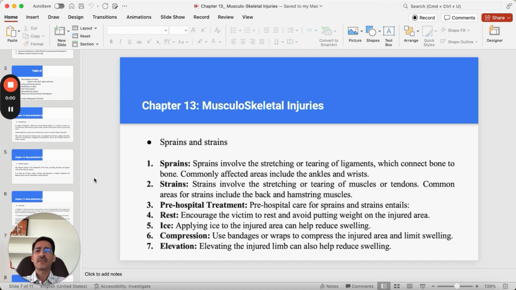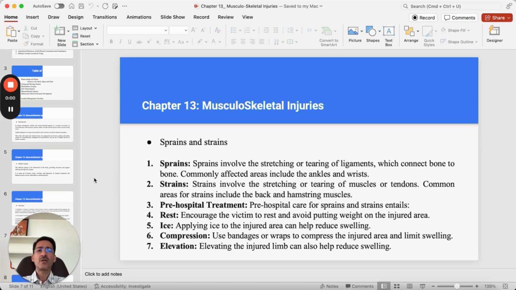Sprains and strains. Sprains involve the stretching or tearing of ligaments, which connect bone to bone. Common affected areas include the ankles and wrist. Strains involve the stretching or tearing of muscles or tendons. Common areas of strains include the back and the hamstring muscles.